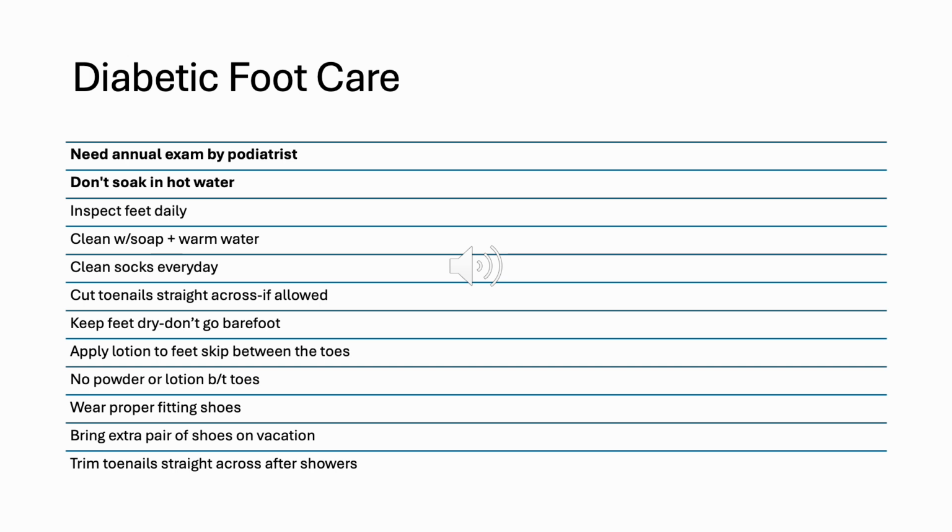Make sure they have heels, like they shouldn't wear slingbacks, etc. And they need to bring an extra pair of shoes on vacation because if one set of shoes gets wet, they have another set to wear. And trim toenails straight across. I think I said that. Make sure that the room that they're sleeping in is set up so they're not going to fall or trip over anything. That's another thing they need to worry about with peripheral neuropathy if they can't feel their feet very well.